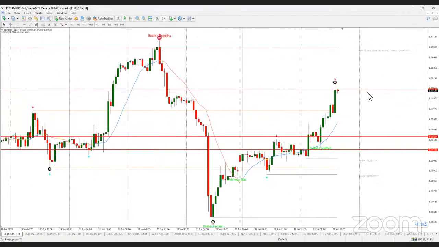Now let's take a look at how it's looking on the 1 hour time frame. Now this is it on the 1 hour time frame. Do you understand? And with what I'm saying here, I will still be going in for a further buy on Euro USD.